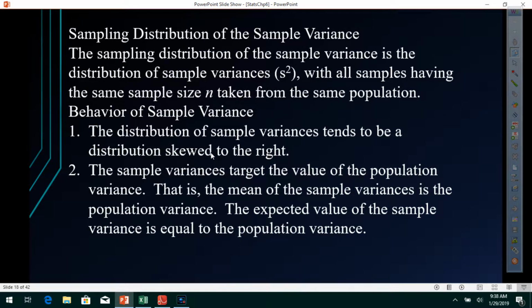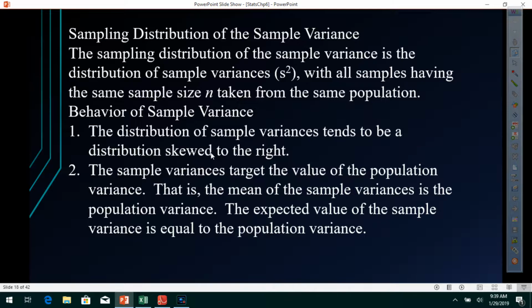Sampling distribution of the sample variance. The sampling distribution of the sample variance is the distribution of sample variances S squared with all samples having the same sample size n taken from the same population.